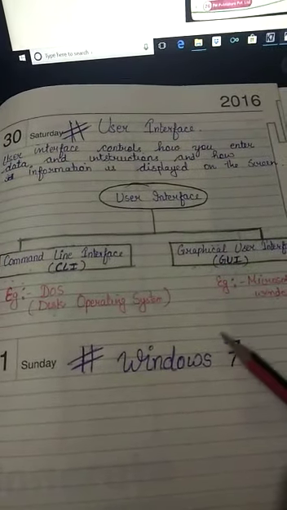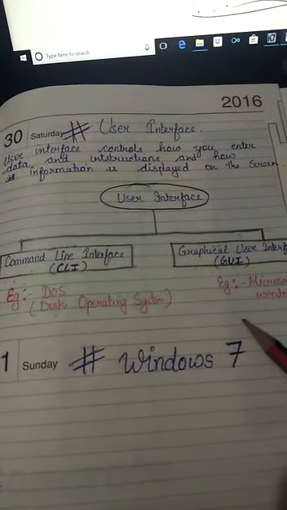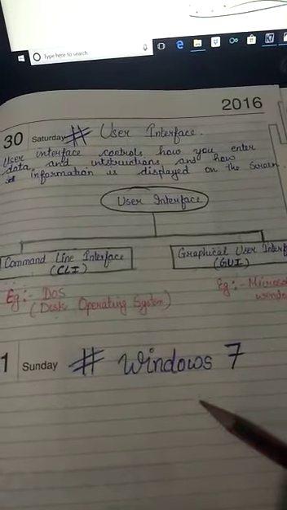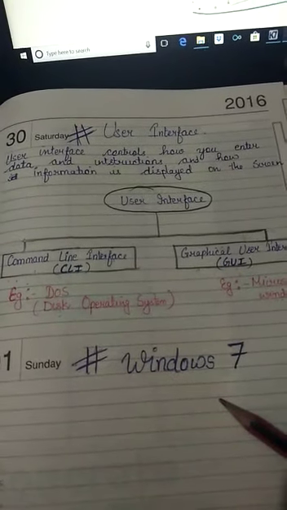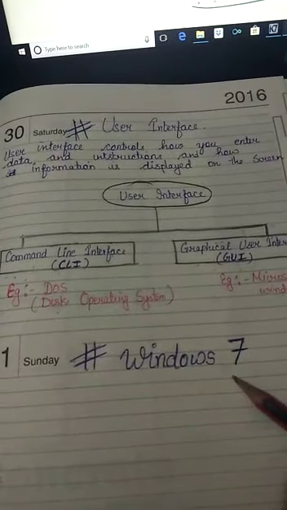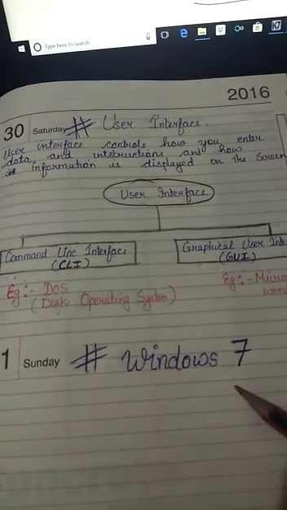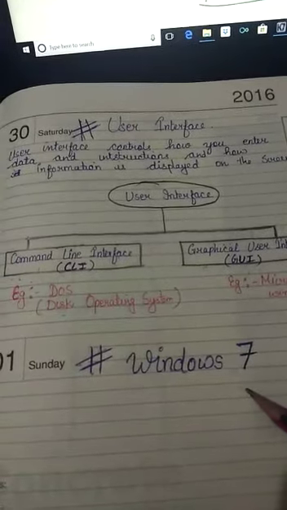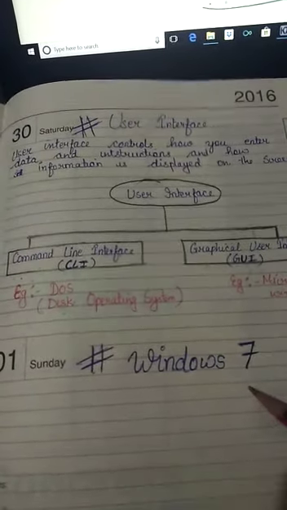Windows 7 is one of the most popular operating systems, and it is a GUI based operating system in which pictures, images, icons and menus are there to give the commands. And now we are going to discuss the components of Windows 7.